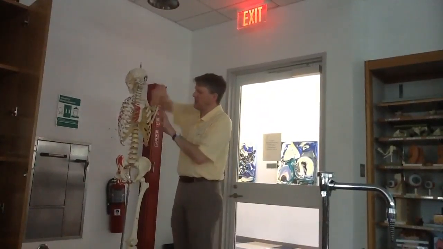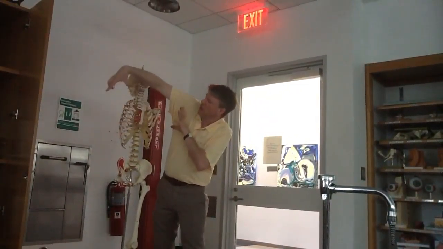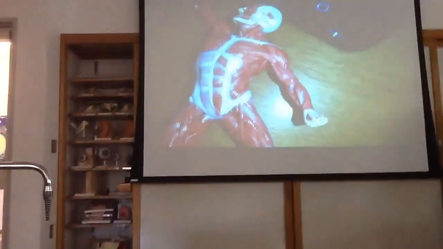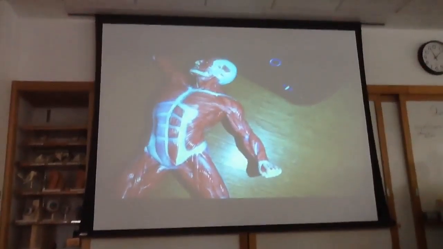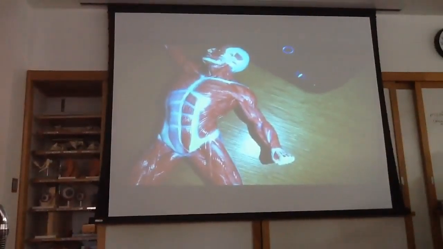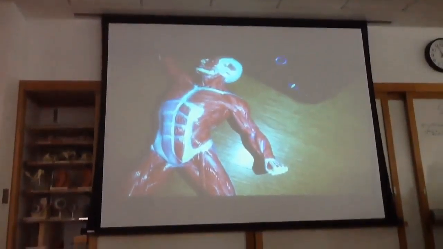And when they contract, they essentially pull your rib cage upward, which also works to expand or increase the size of your thoracic cavity, which pulls the lungs with it, which causes you to inhale. So the external intercostals and the diaphragm, they work together. When they contract, they cause you to inhale. When they relax, you'll naturally exhale.